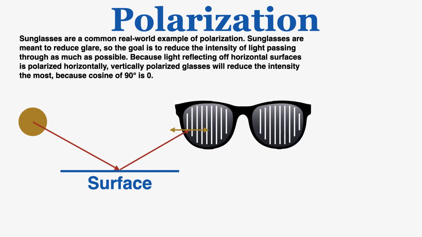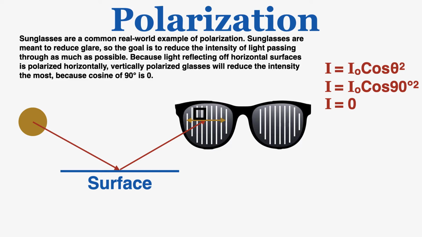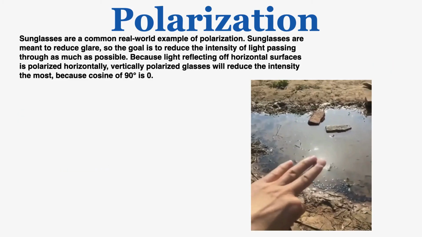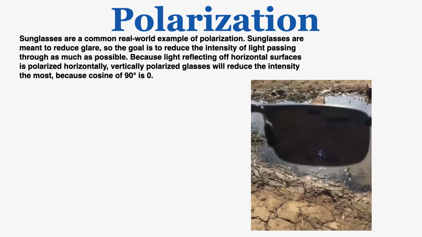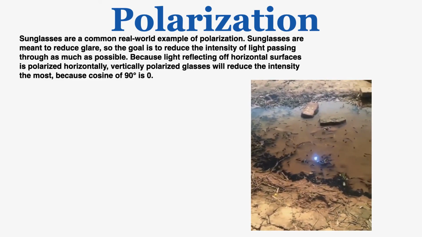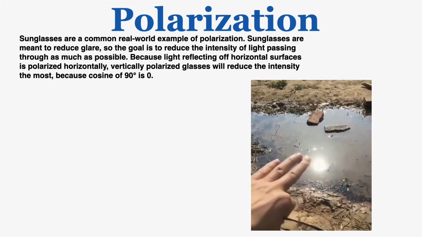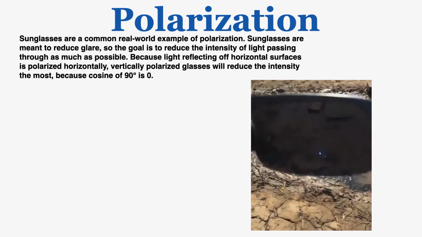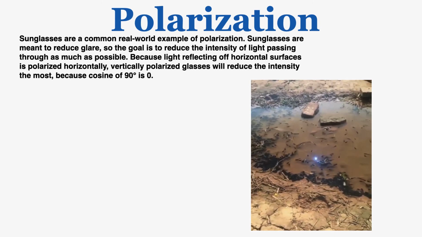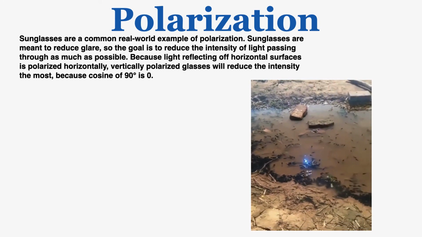So when that horizontal light impacts the vertically polarized glasses, the angle between the polarized light and the opening of the glasses is 90 degrees, and we can use Malus's law to show that when you have cosine of 90 degrees there, the final intensity passing through the sunglasses will just be 0 watts per meter squared. You can see in this video that this actually does happen when you put on polarized sunglasses. The intensity of the sunlight is very drastically reduced because it's bouncing off the horizontal water, and the sunglasses are vertically polarized, so they cancel out the maximum amount of sunlight, and you're left with much less glare and can see a lot more under the surface of the water as a result.